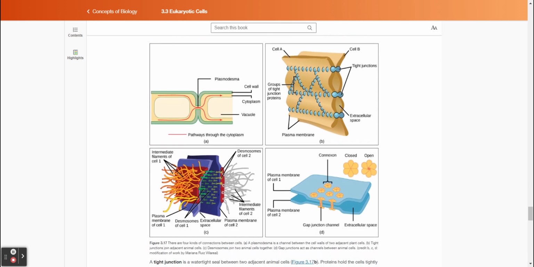Figure 3.17. There are four kinds of connections between cells. A, a plasmodesma is a channel between the cell walls of two adjacent plant cells. In B, tight junctions join adjacent animal cells. C, desmosomes join two animal cells together. And D, gap junctions act as channels between animal cells.